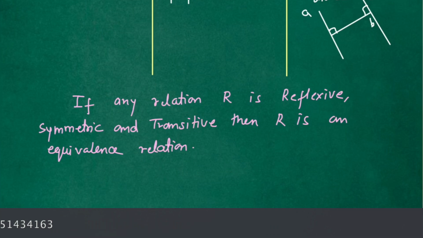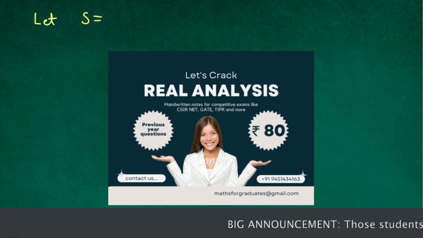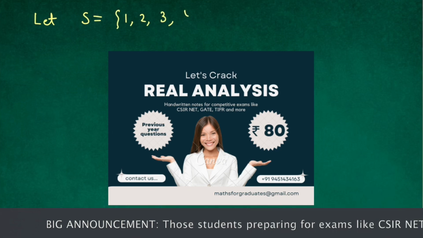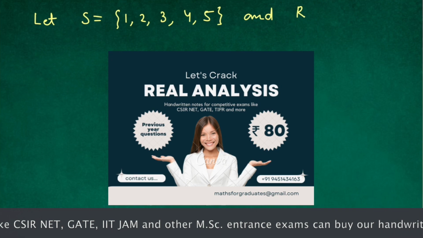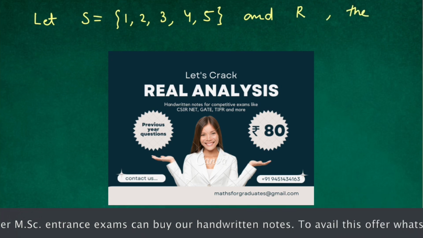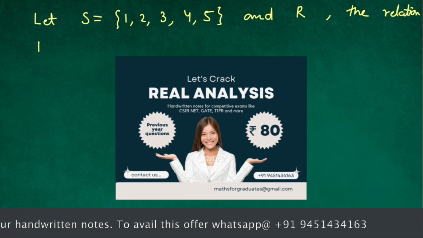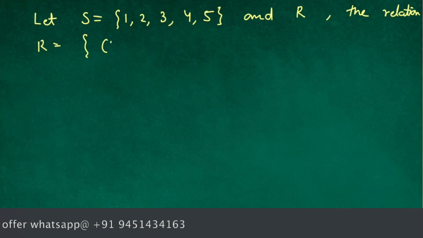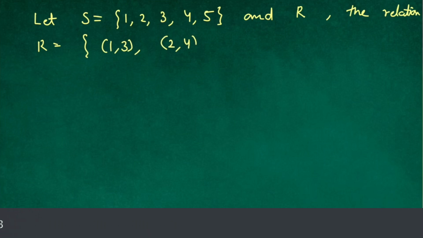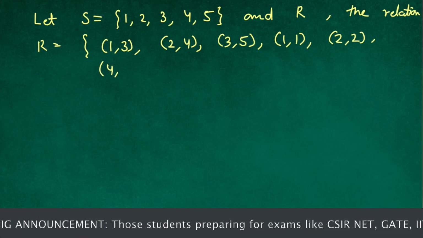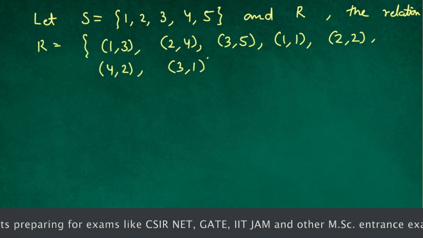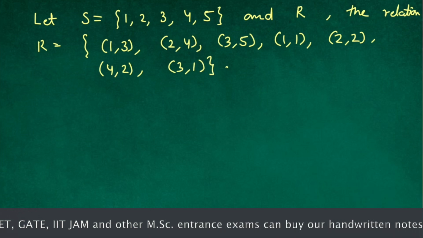Now let's see a question based on the concept of equivalence relation. Let S be a set containing elements 1, 2, 3, 4 and 5, and we have relation R. The relation R contains: 1 is related to 3, 2 is related to 4, 3 is related to 5, 1 is related to 1, 2 is related to 2, 4 is related to 2 and 3 is related to 1. Then is R an equivalence relation?